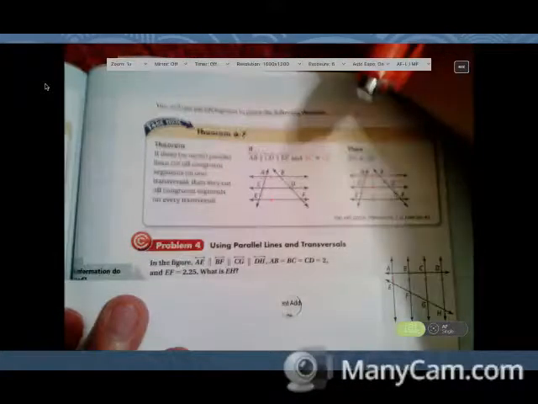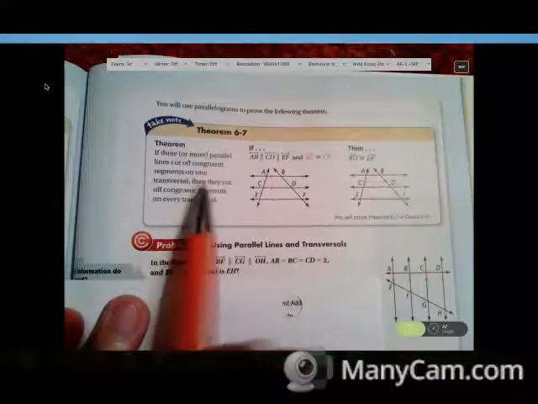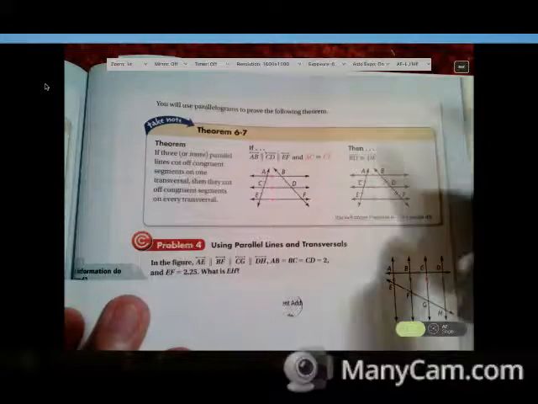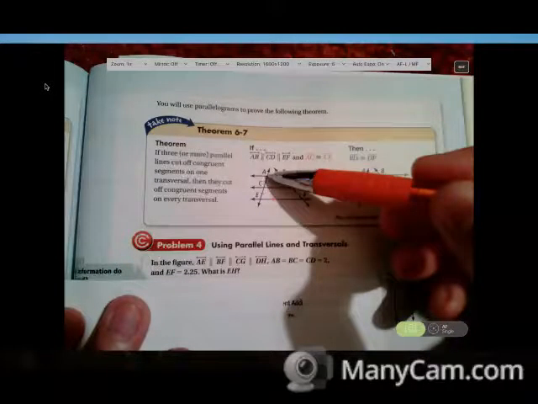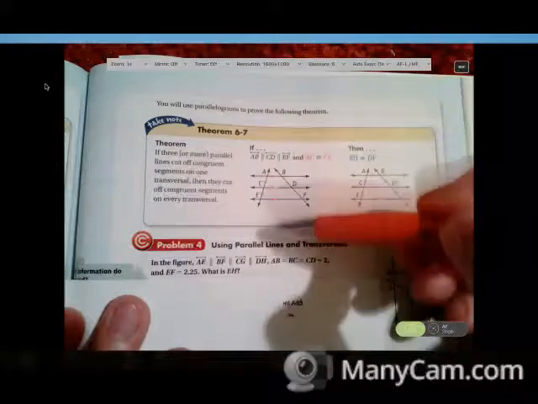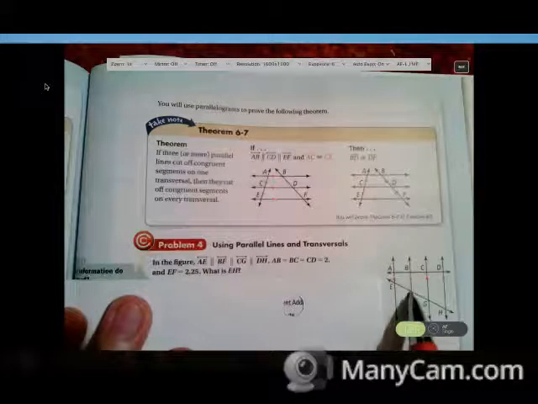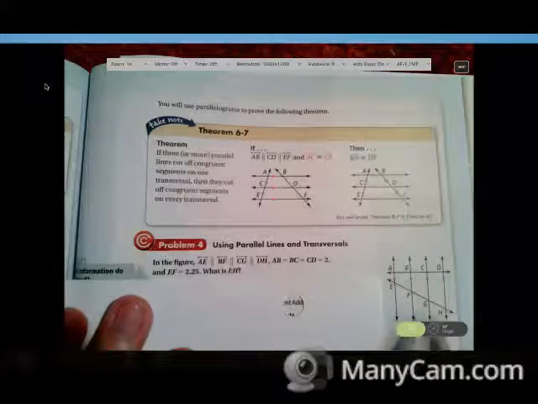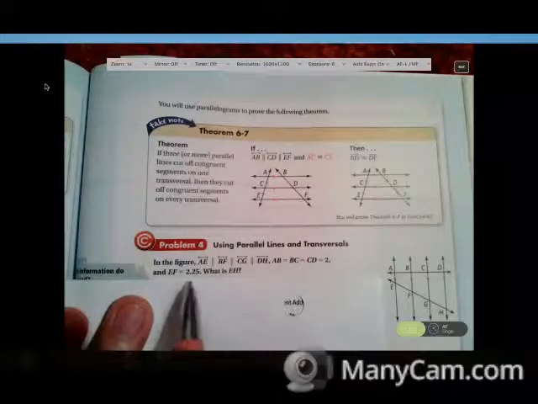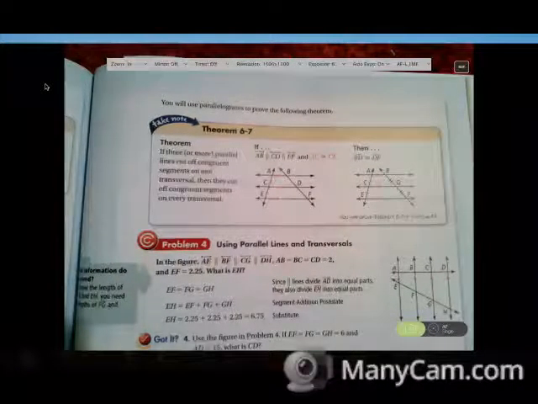So if you look at the theorem above right here, if 3 or more parallel lines cut off one congruent segment on one transversal, then they cut off congruent segments on every transversal. So since these 3 lines are parallel to each other, any transversal that cuts through, they're going to be congruent to each other. That means that EF is congruent to FG, which is congruent to GH. So, if I want to know the length of EH, I'm going to do 2.25 times 3, I'm going to add it 3 times, which equals 6.75.